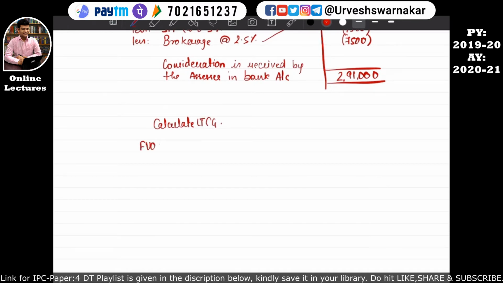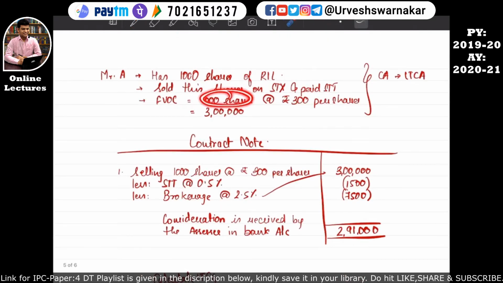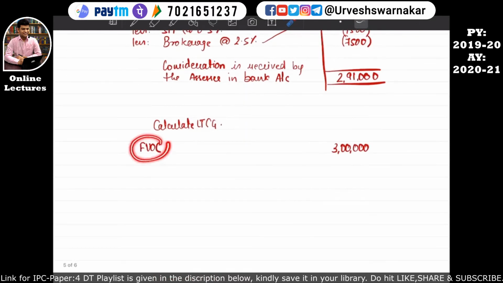So full value of consideration will be equal to 3 lakh, that is the value at which the asset was sold. So how many assets were sold? 1 lakh equity shares were sold at the rate of rupees 300 per share. So the full value of consideration will be equal to 3 lakhs and not 2,91,000. I hope this is quite clear to you all.